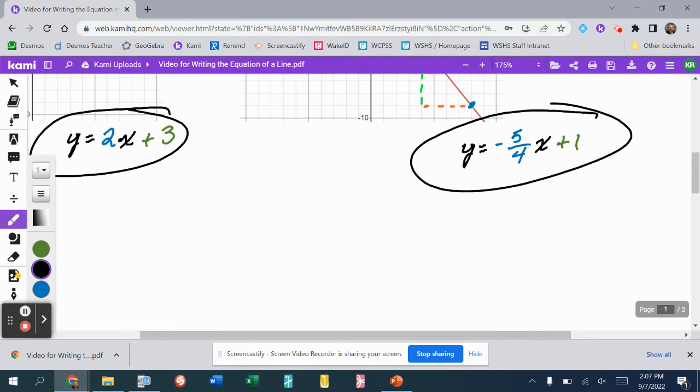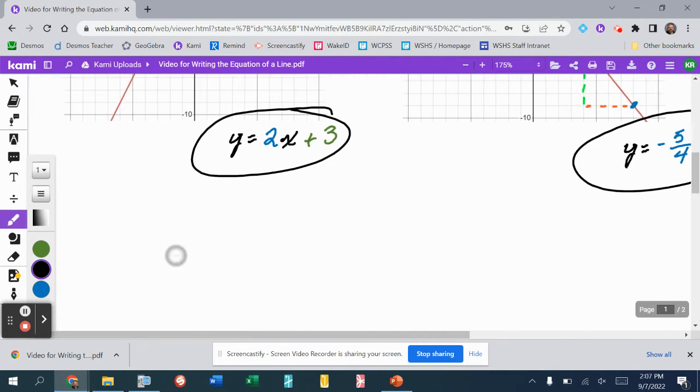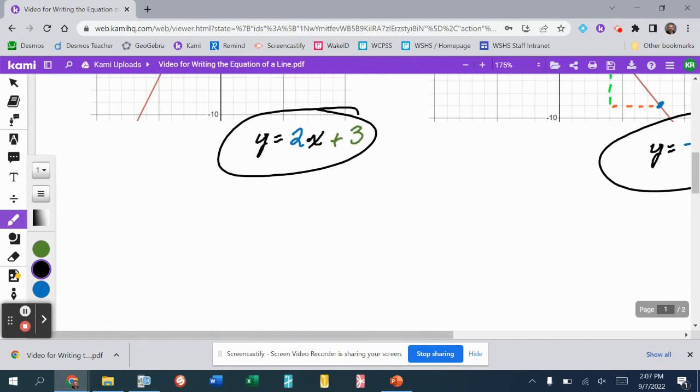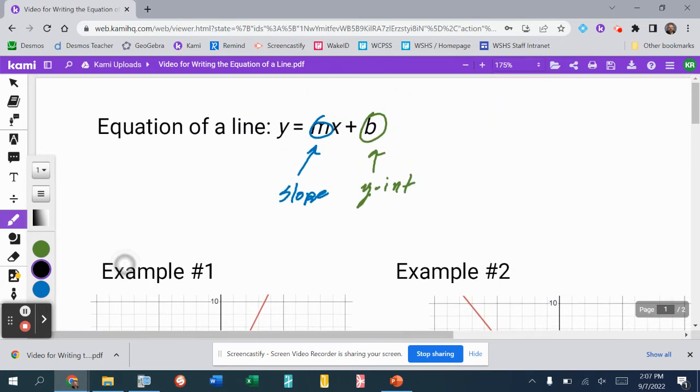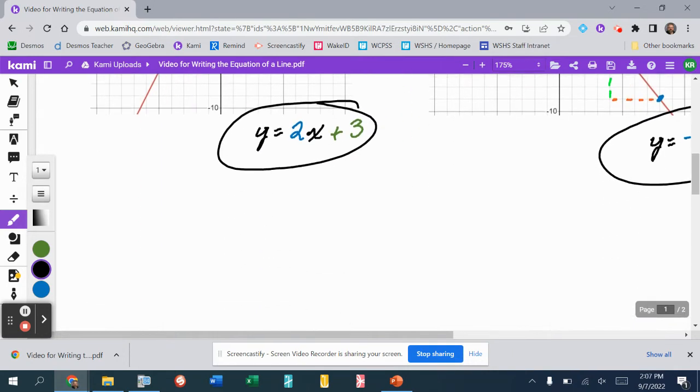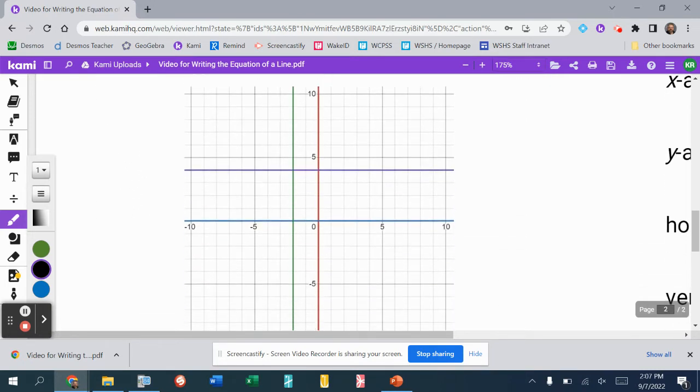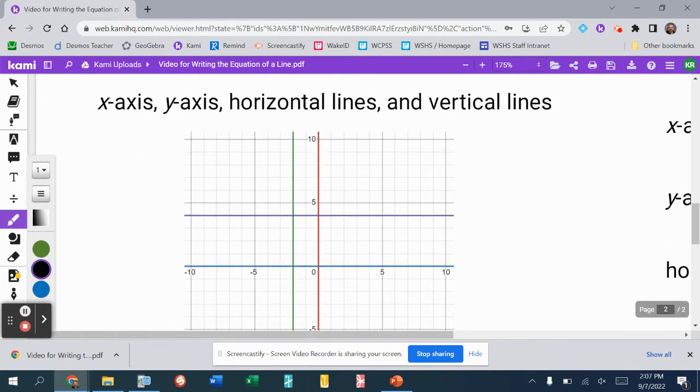Now, in a coordinate plane or a graph, there are some special lines that don't necessarily fit this format of y equals mx plus b, because there won't be a y-intercept, or the slope will be 0, or something of that nature. So we're going to take a look at those just so you can add that to your notes. The things we're going to look at are the equation for the x-axis, an equation for the y-axis, how we write equations for horizontal lines, and how we write equations for vertical lines.